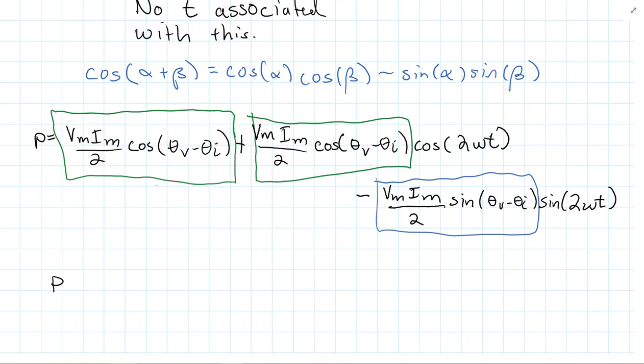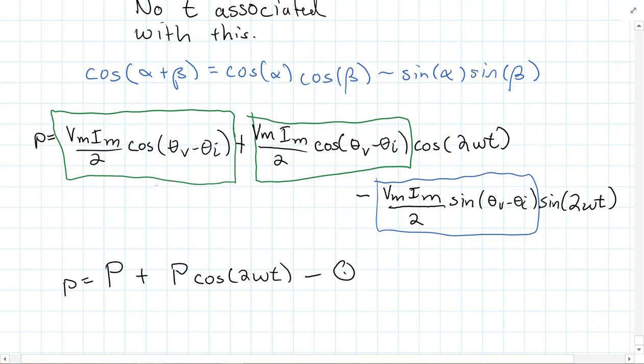Alright, so where are we at here? Let's just make sure. So we had these 2 green terms that we boxed and this blue term that we boxed, and then what we can do is we're going to write this in the form that the power is equal to capital P plus capital P cosine of 2 omega t minus Q sine of 2 omega t.